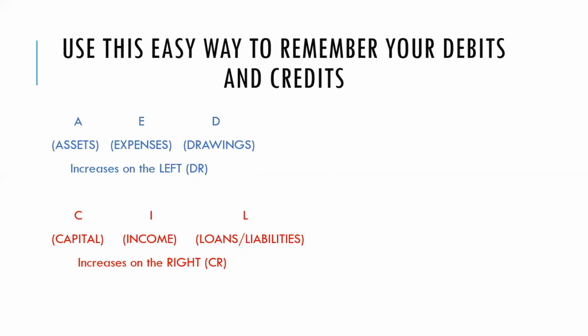So a lot of people think that debit and credit means increase and decrease. It does not mean increase and decrease at all, right? Debit and credit are Latin words. Debit means left and credit means right. And that is it. Doesn't mean anything more than that, right? So AED, A stands for assets, E for expenses, and D for drawings. Okay, so these all increase on the left-hand side, which is your debit side.